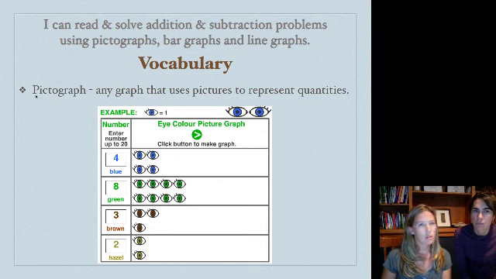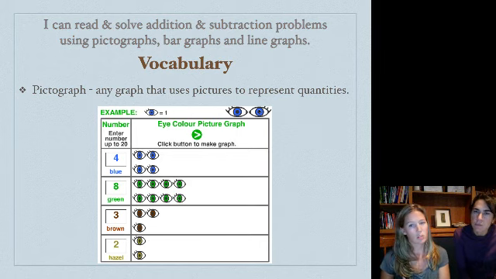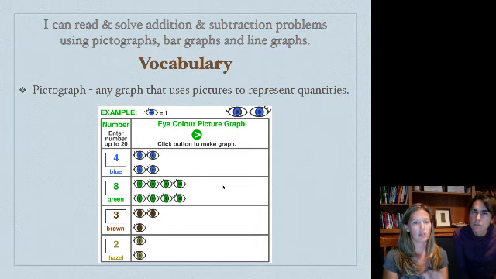So write down the type of graph, pictograph, the definition, and then just a quick little sketch. And again, don't take a ton of time to do that part, but we just want you to have that to look back to. So that is a pictograph.